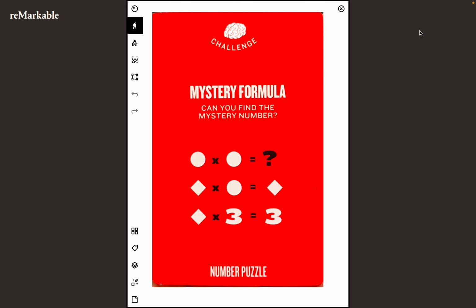It's 1. Perfect. Okay. If you look at it, the diamond and the circle are both going to have the value of 1.